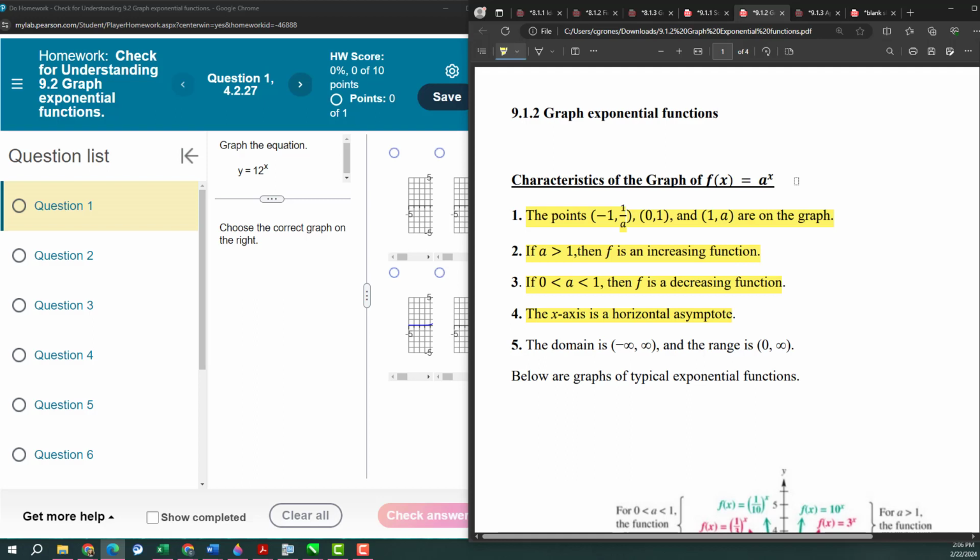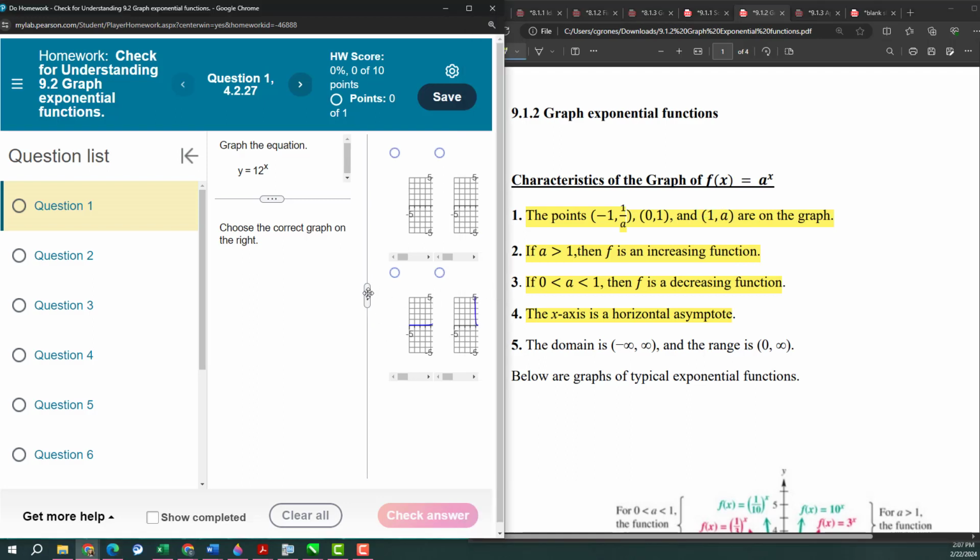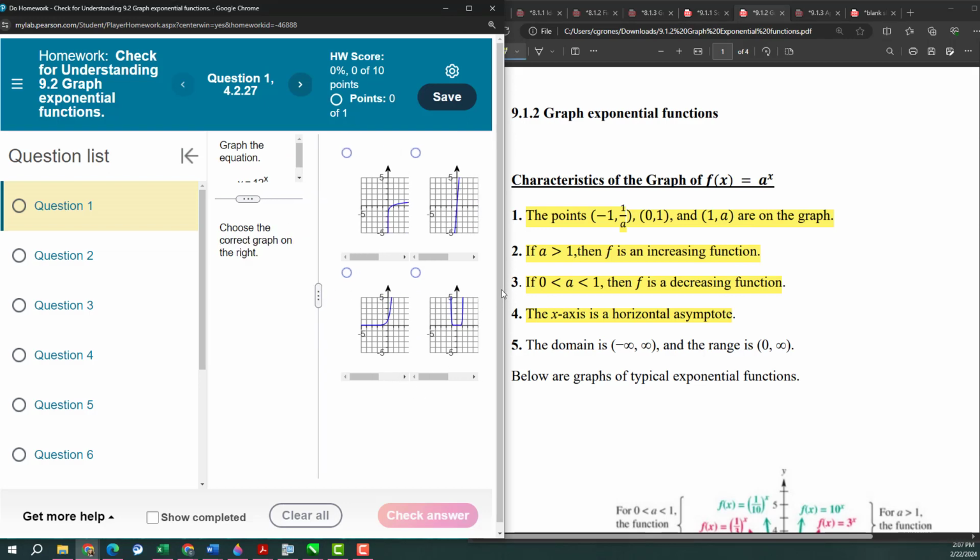If you look at your notes, it has the characteristics of the graph of a to the x, and it gives us different things that we can look at. It says it will have the points on the graph (-1, 1/a), (0, 1), and (1, a). So in this case, our a is going to equal 12. So we're going to have the points (-1, 1/12), (0, 1), and (1, 12). So let's look at the graphs that we have over here.